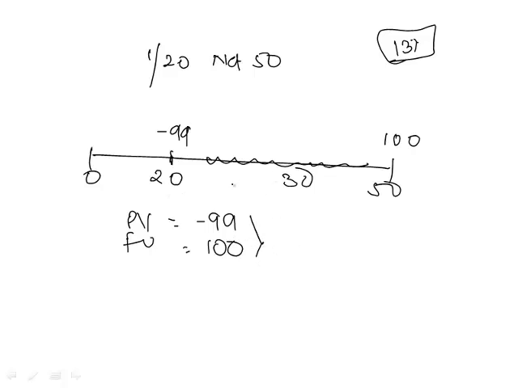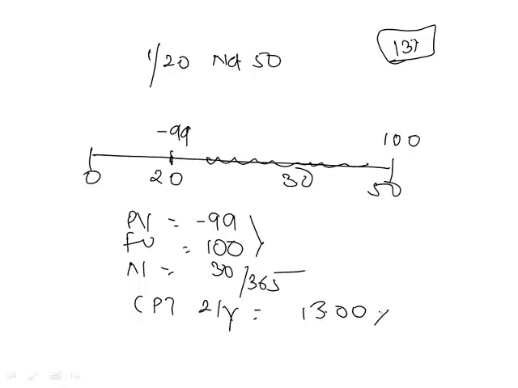Okay, that's the logic behind minus, nothing else, to avoid error 5. N should be how much? 30 divided by 365. Don't forget to press the equal to sign here. And then we simply say compute IY. And then you get your answer as 13.00%. Are we okay?